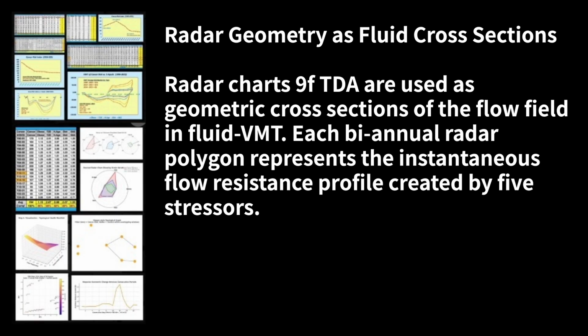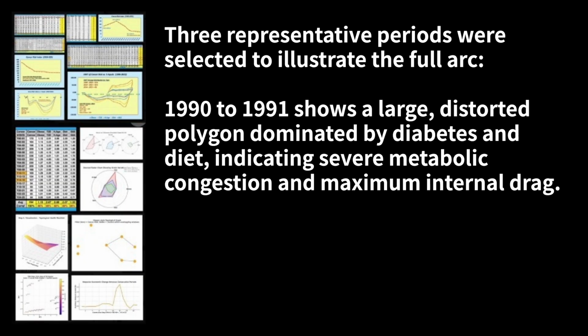Radar geometry is fluid cross-sections. Radar charts 9F-TDA are used as geometric cross-sections of the flow field in fluid-VMT. Each biannual radar polygon represents the instantaneous flow resistance profile, created by 5 stressors. 3 representative periods were selected to illustrate the full arc.